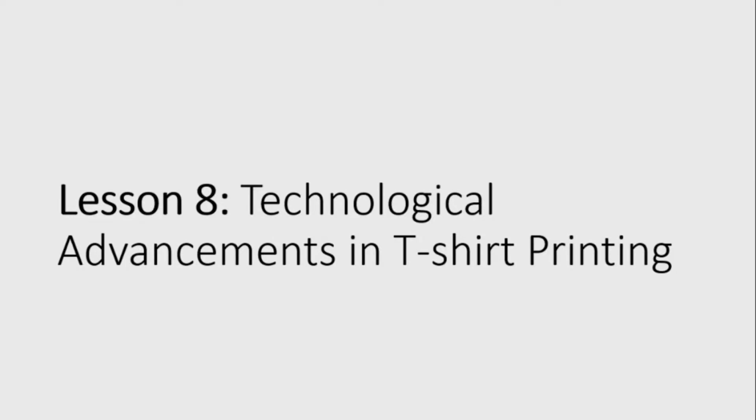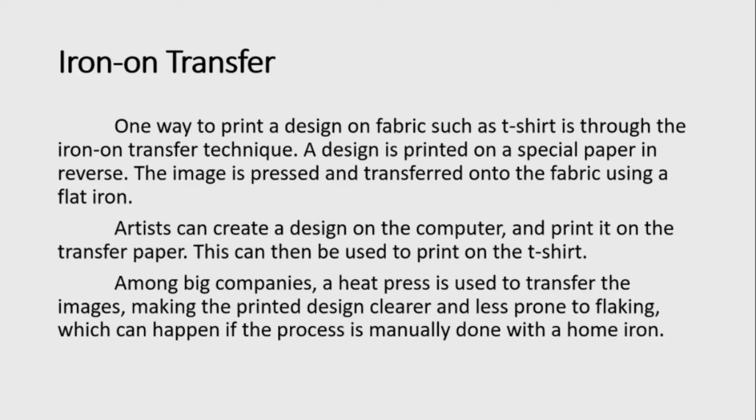Please copy the following for your lecture note in Lesson 8 in Art 6. Apart from the traditional silkscreen printing method for putting designs on shirts, there are new modern methods used by t-shirt makers and enthusiasts. One is iron-on transfer. One way to print a design on fabric such as a t-shirt is through the iron-on transfer technique.